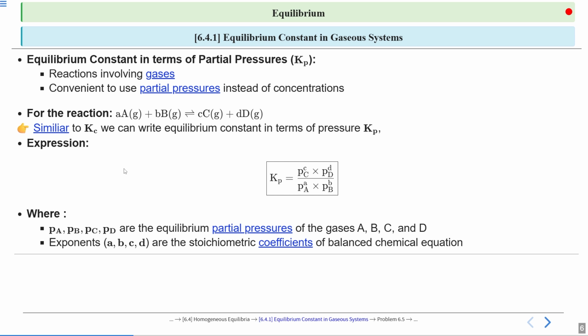And why are we taking pressure? Again, I am repeating it, because the concentration varies. For a reaction mixture present in the gaseous phase, the concentration varies due to the constant movement of the gaseous molecules. So rather than considering the concentration, we take the pressure.